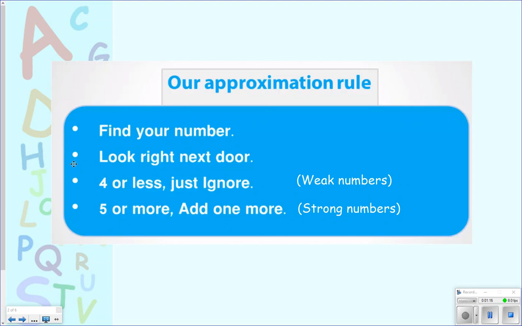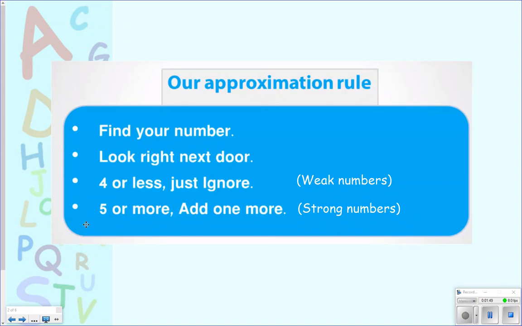Now go back to our rule. Firstly, find your number. Second step, look right next door. You will look at the number from the right side. Third step, if the number from the right side is 4 or less, meaning it's a weak number, we will ignore it. But for the last step, if the number is 5 or more, a strong number, we will add 1.